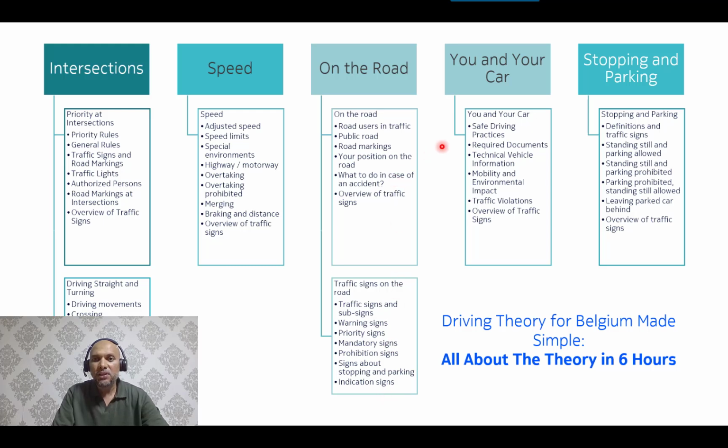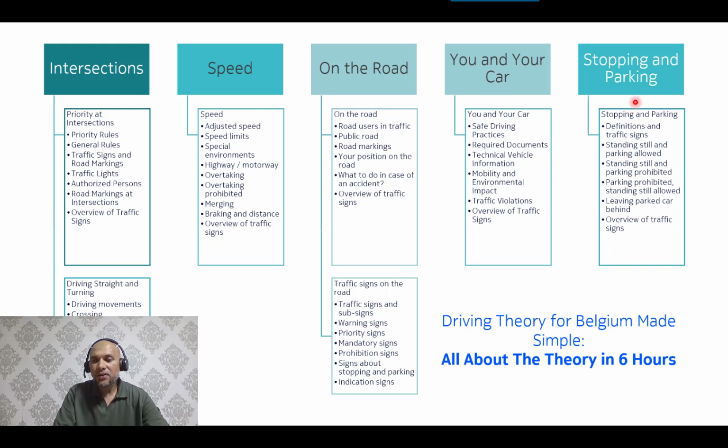And once we are done with this, we move to the technical part where we will talk about you and your car, like what are the safe driving practices, what about the documents required, what technical information you need to know about the vehicle, mobility and environment, traffic violations, very important. You might lose 5 marks here if you answer these questions incorrectly. Overview of the traffic signs related to this topic.